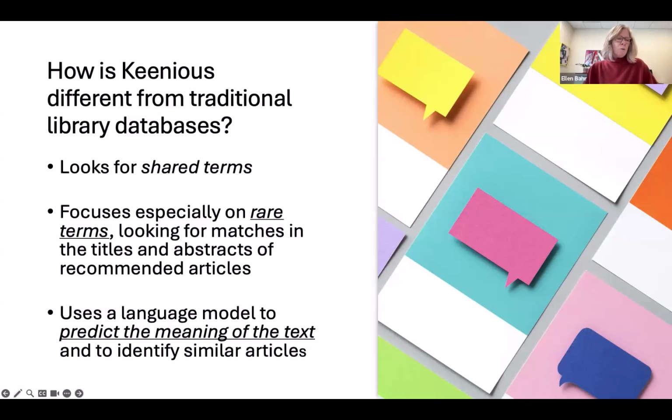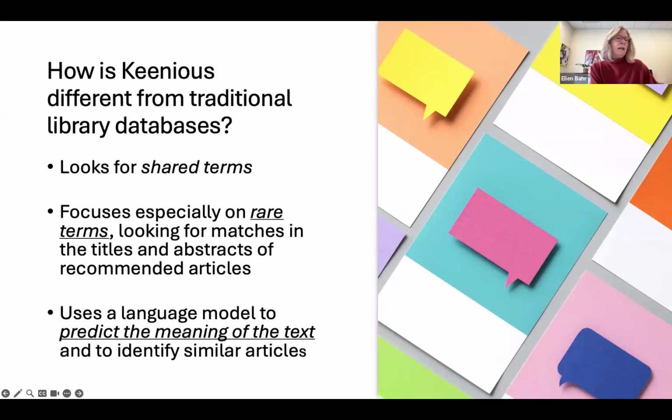because it's looking for matches of those words, but the difference is that it can use a much longer text to search on. Unlike traditional databases, Keenious also focuses on rare terms in the text that you provide and looks for matches in the titles and abstracts of the articles it recommends. So this is rather different.